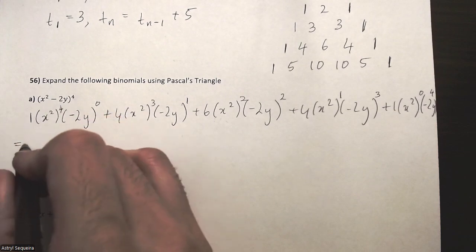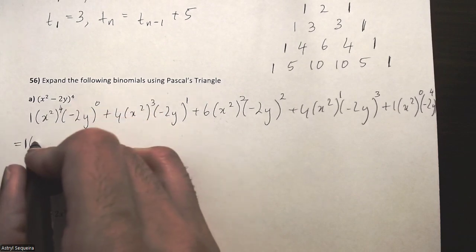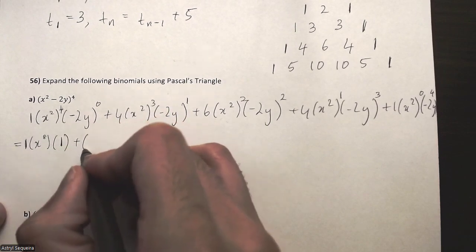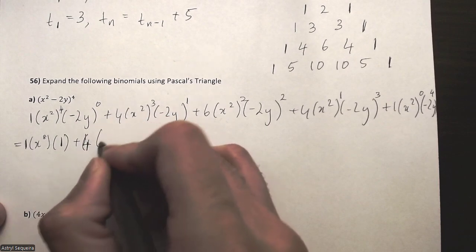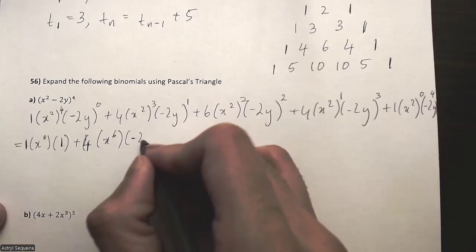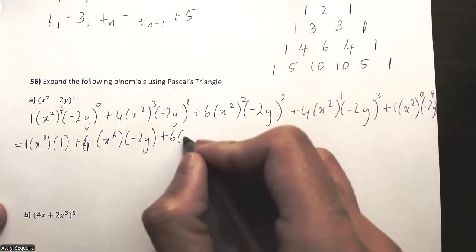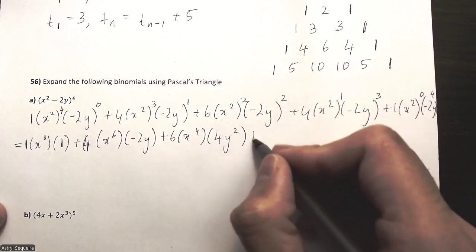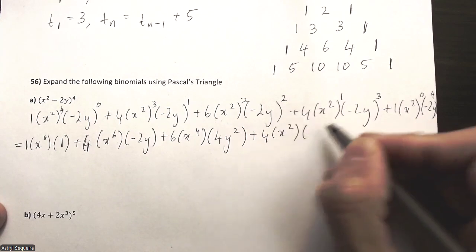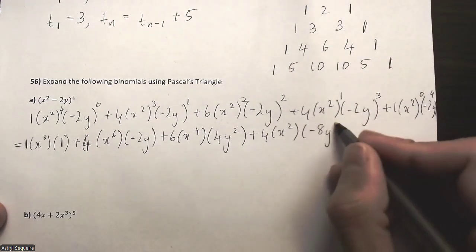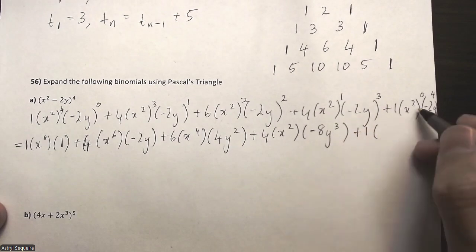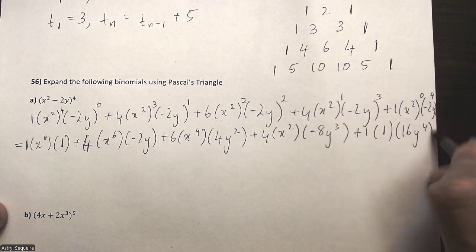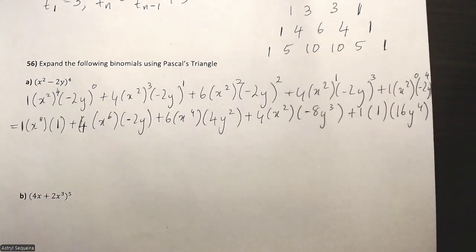Second step is you want to distribute all the exponents into the bracket. So that's x^8, that's just 1, that's 4, x^6, and that's just negative 2y. That's x^4, and then negative 2 squared is 4y squared. That's just x squared. That's negative 8y cubed. And then the last term, that's just 1, and that's 16y^4. So second step, distributing all the exponents into the bracket.